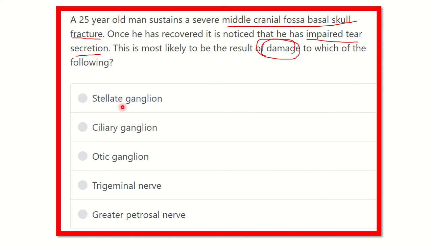So here the options are stellate ganglion, ciliary ganglion, otic ganglion, trigeminal nerve, and greater petrosal nerve. We have to find out the one option which is the structure that may be damaged during the procedure and impair tear secretion.